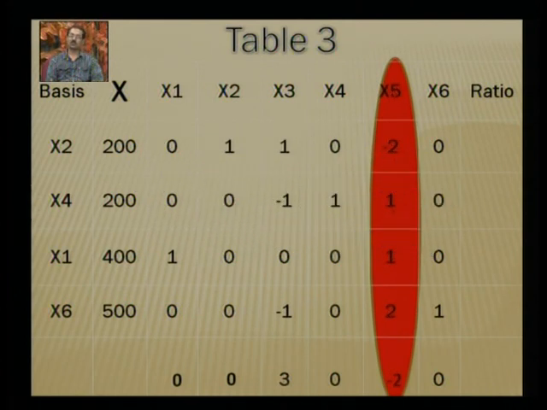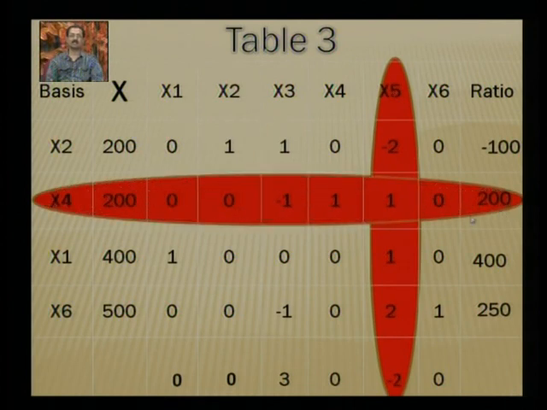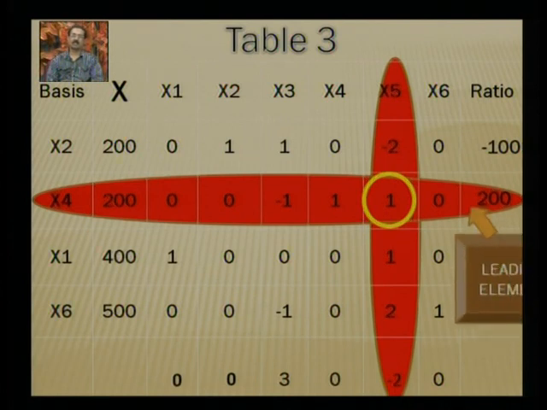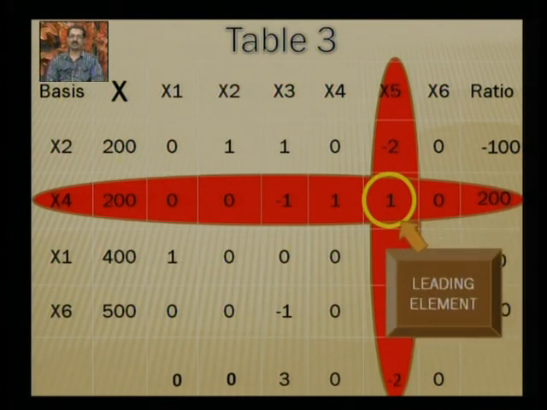After getting those ratios, we'll see what is the minimum positive ratio. So the minimum positive ratio is 200, so that row is selected. Once again we have a leading element, which is the intersection of the highlighted column and highlighted row, and that leading element is 1 again. So we'll have to go from table 3 to table 4.